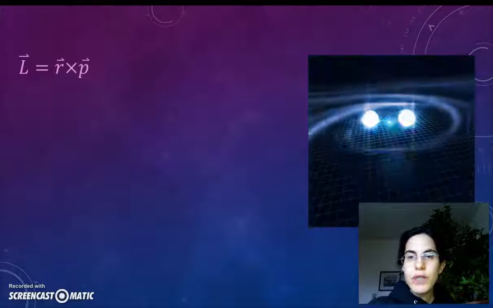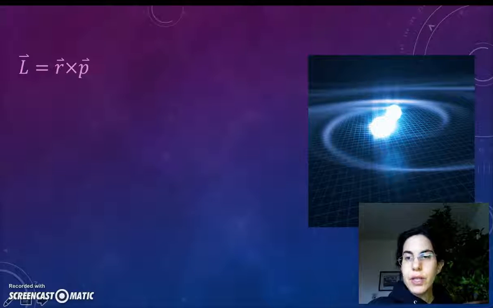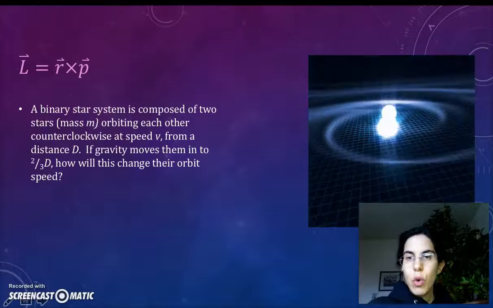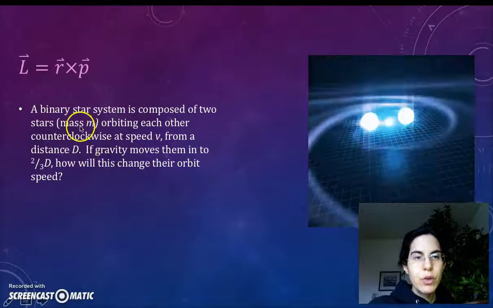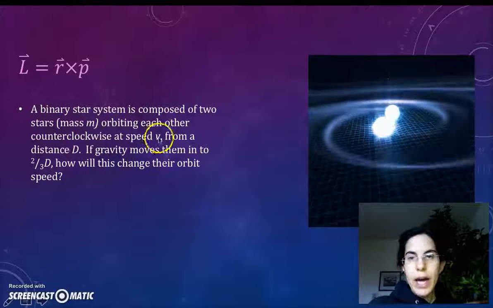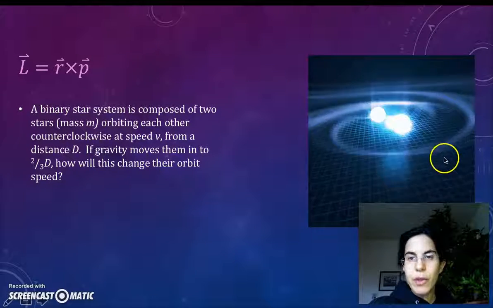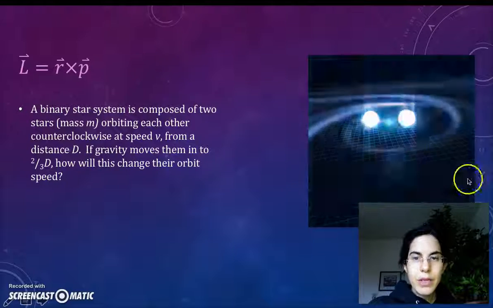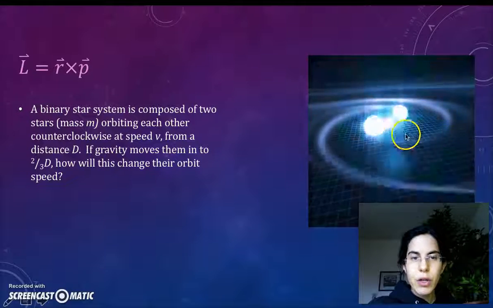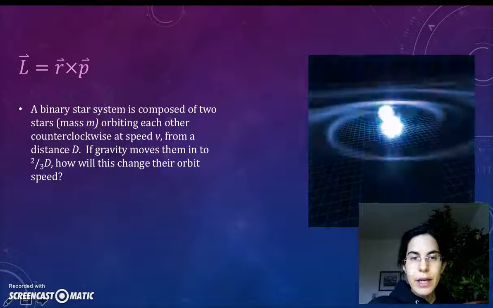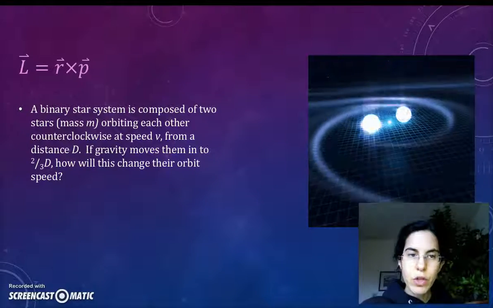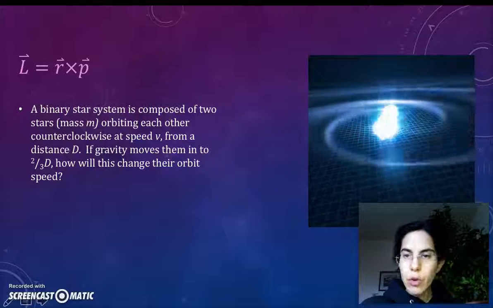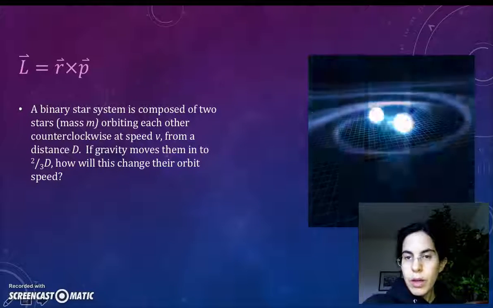This kind of motion is very common in a binary star system. You've got 2 stars orbiting about each other, that is, orbiting about their common center of mass. 2 stars of mass m, we have found speed v from the frequency of the light emissions, and we know that they're a distance d apart. If gravity moves them in closer to each other, as gravity is known to do, how will this change their orbit speed? What do you think?